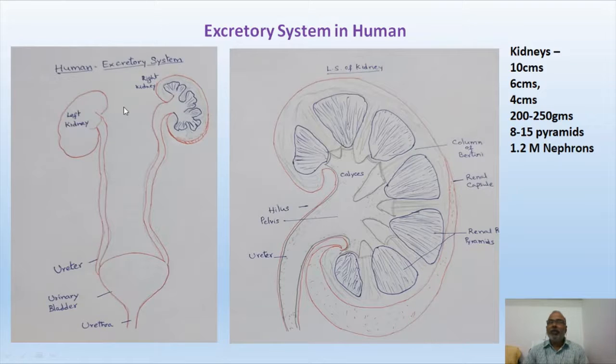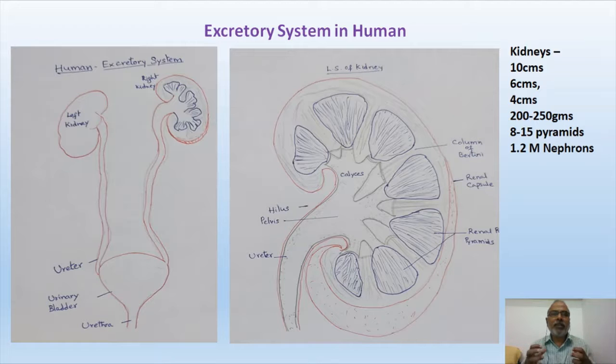You know very well about our kidneys. There is a pair of kidneys situated on either side of our vertebral column in the lower part of our abdomen, attached to the dorsal wall by certain mesenteries. Kidneys are bean shaped. The outer surface is convex and the inner surface is concave. They are very well protected by a capsule called the renal capsule.